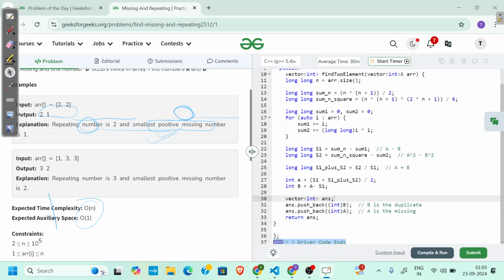This is the length, and I made this mistake for a long time. I submitted 5 wrong submissions because I was not taking n in long, so I was getting the summation of n square wrong. So what is the sum of 1 to n? The sum of 1 to n is n into n plus 1 by 2.